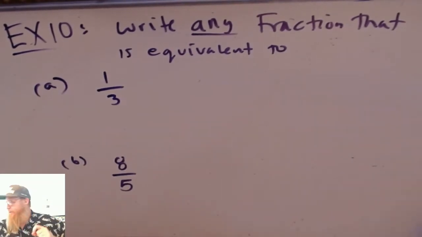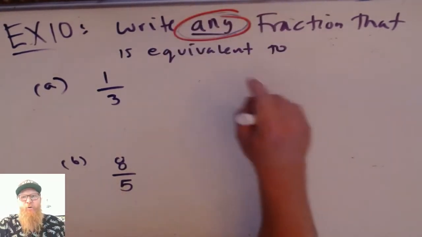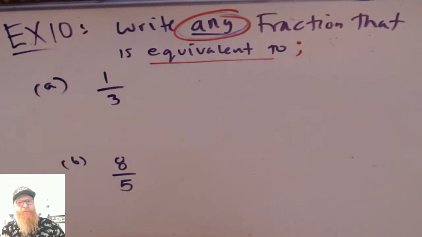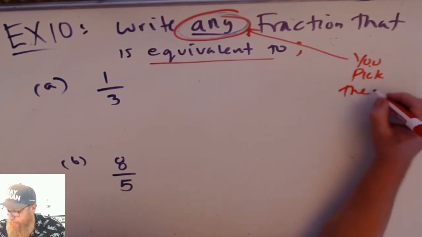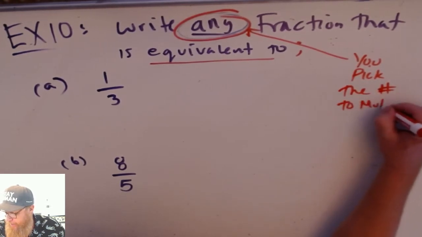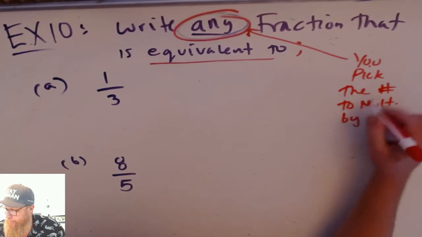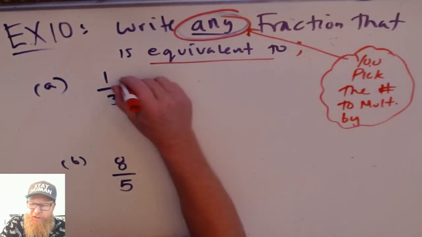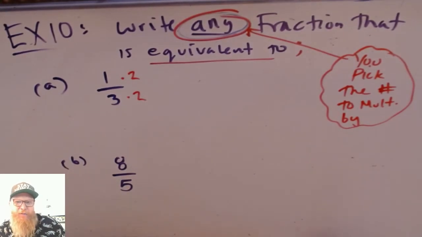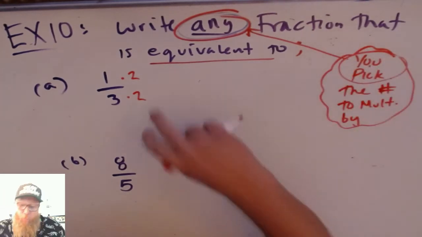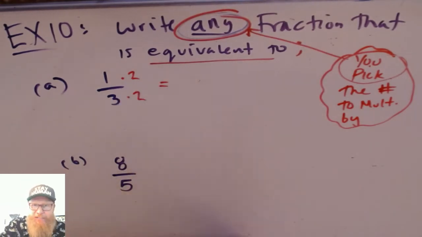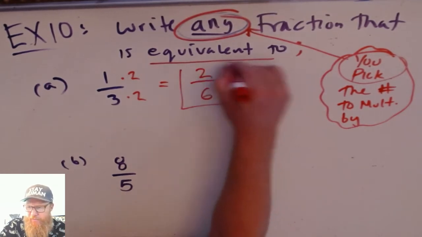All right, so write any fraction that's equivalent to, and I gave you two examples here, 1/3 and 8/5. If I say any, then you pick the number to multiply by. If you're lazy, just pick 2. You have to pick a number greater than or equal to 2. Don't pick 1, because if you pick 1, it's not going to give you a different fraction. So if you're lazy, just pick 2. It's the easiest one. You get 2/6. And there you go, any fraction.